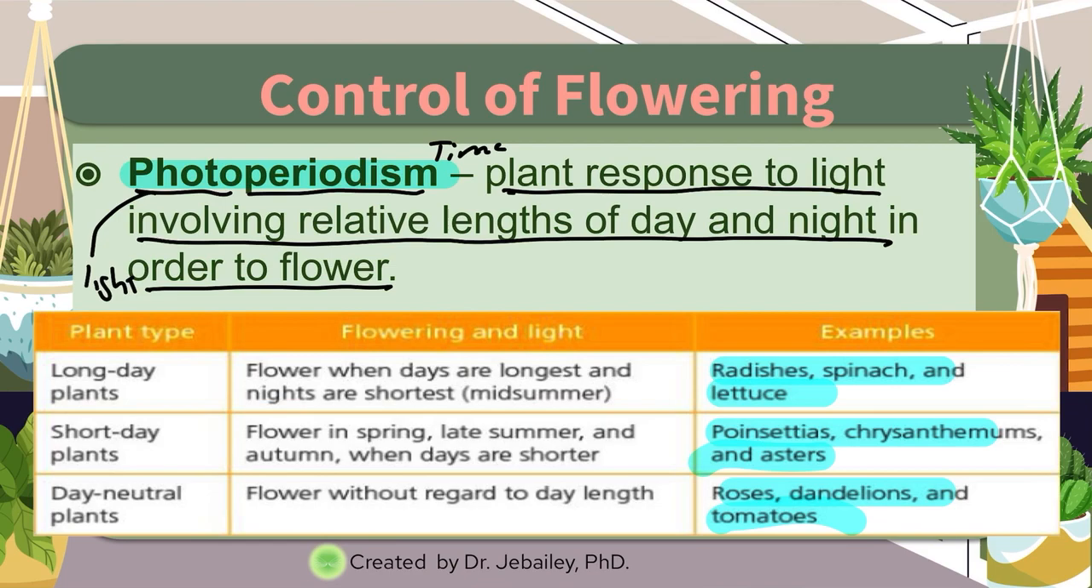Now, when I say a long day, it basically means a short night. So obviously, it says long day with the shortest night. Short day means you want a lot of night, so you want the days to be very short, which is usually during the spring, late summer, or autumn. So you also have to know the timing. Is it summer? Is it winter? When do they usually flower?